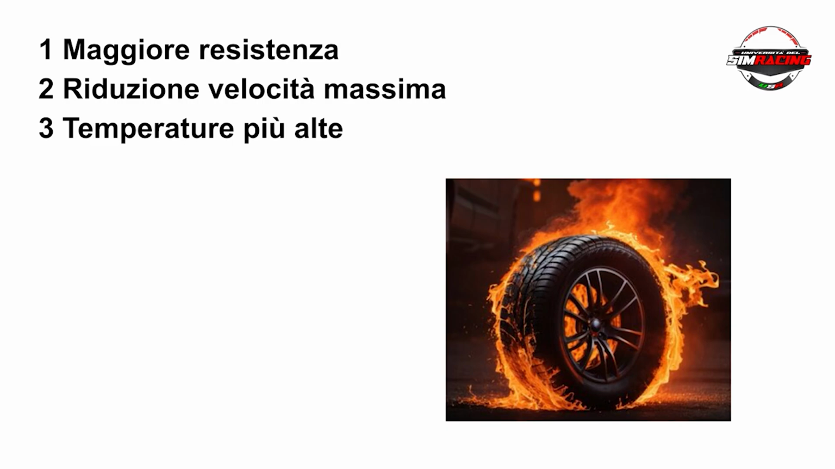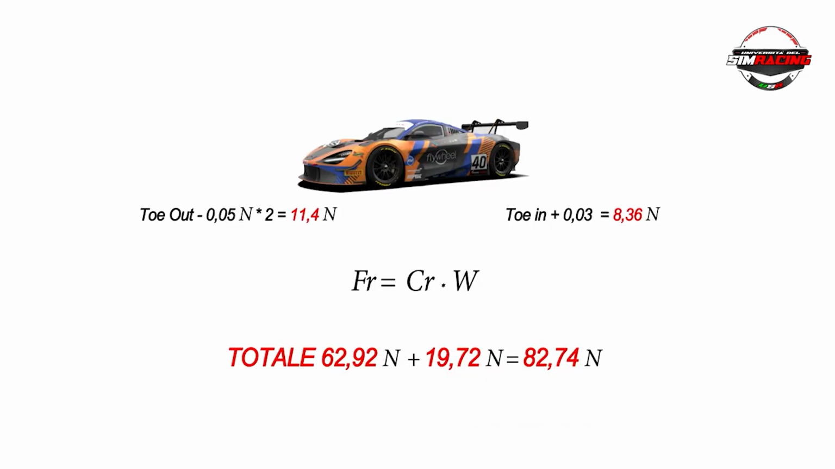Let's look at a specific example. Suppose we set up the front toe at negative 0.05 degrees, toe out, and the rear toe at positive 0.03 degrees, toe in. Even though these values are relatively small, we can quantify their effect on rolling resistance. Additional rolling resistance at the front, 11.4 newtons. Additional rolling resistance at the rear, 8.36 newtons. Total additional rolling resistance due to toe, 19.72 newtons.